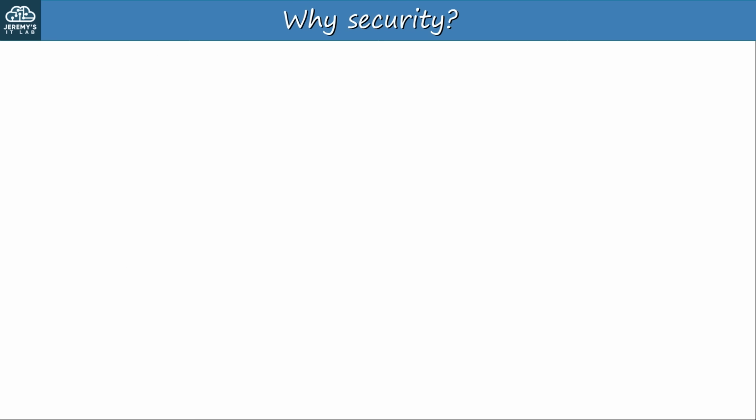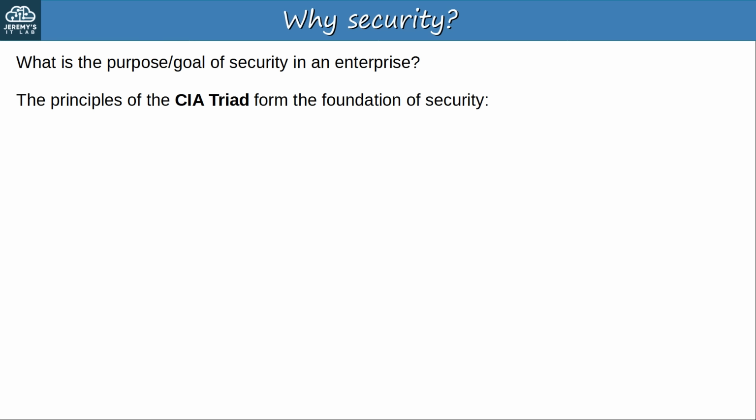So, the title of this slide is Why Security? What is the purpose or goal of security in an enterprise? I'm sure you can think of some reasons why an enterprise would want its information and systems to be secure, but it's good to have a framework. The principles of the CIA Triad form the foundation of security. We're not talking about the American Central Intelligence Agency. Here's what CIA stands for in this case. C stands for confidentiality. What does that mean?